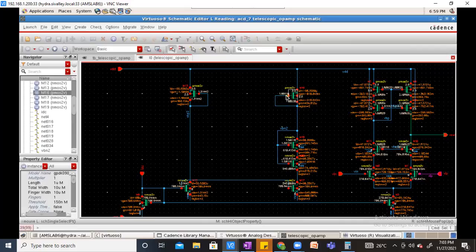Is that point clear or is there some confusion? Yes, it's clear. The biasing is clear. So the MOSFET above M17, is it in region 1? Yeah, this is in region 1. Yes, perfect.